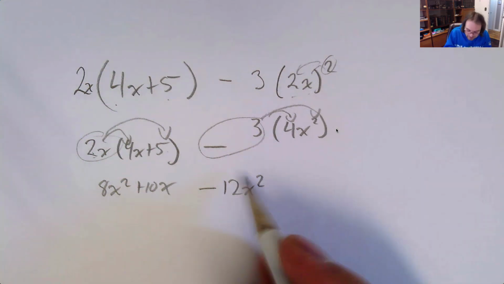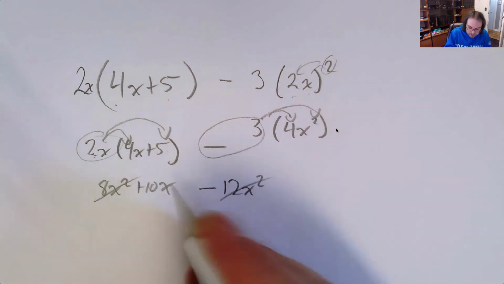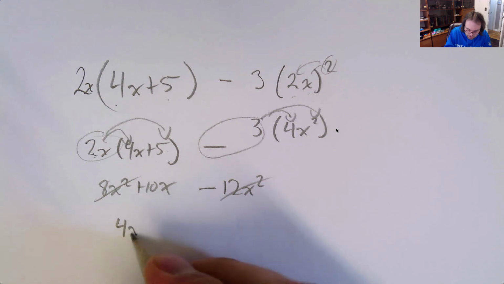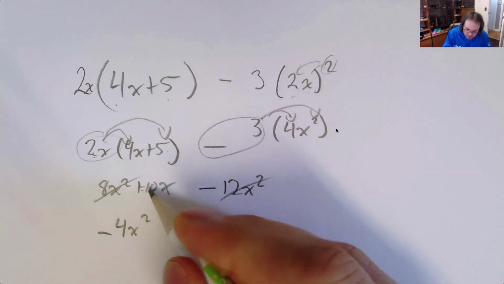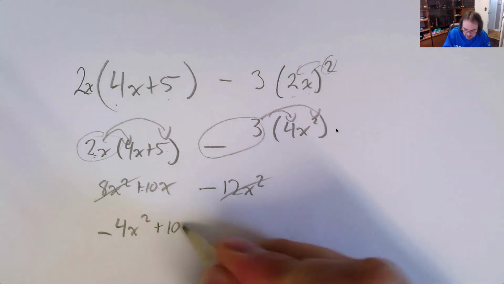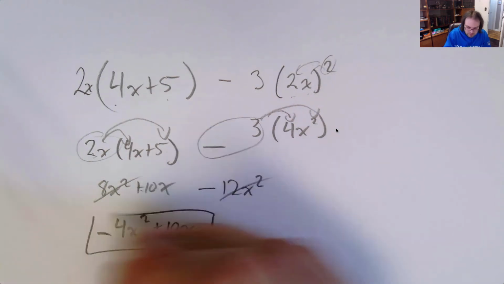Now when I combine these, I have negative 12x squared and positive 8x squared gives me 4x squared, and my negative's bigger. And then I'm going to have 10x, so that's plus 10x. And that right there is my solution.